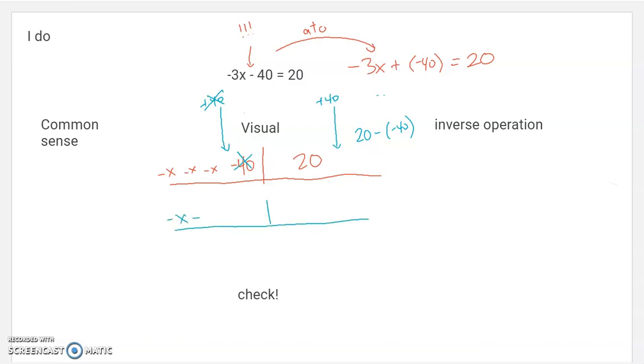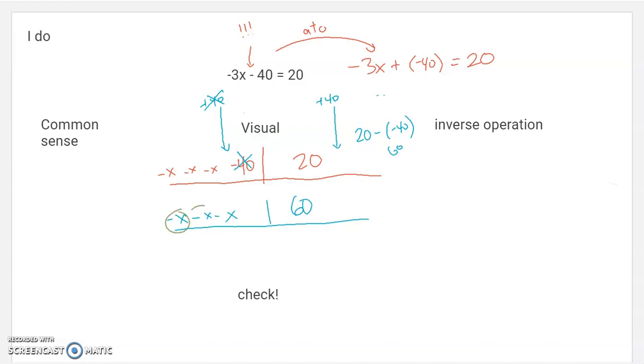And now I've got 3 negative x's on this side, or opposite of x's rather, and this side's going to have 60 because I had 20 and I'm adding this 40 we put there. If you did 20 minus negative 40, you'd also get 60. I just think subtracting is a little more error prone, so I don't usually do it.